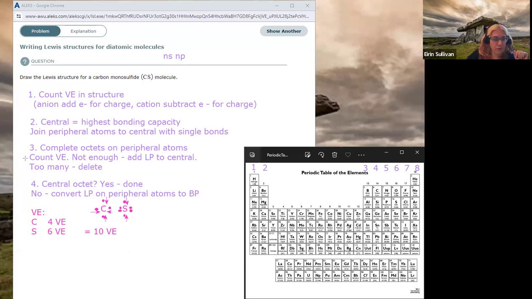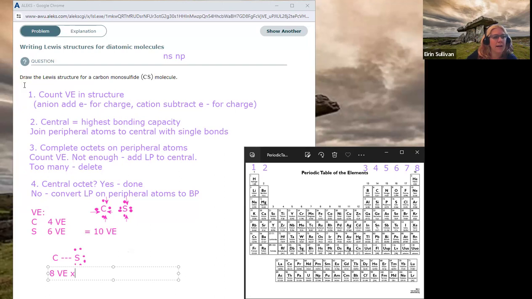So then we've decided on our central atom, so we are going to make a rudimentary structure where carbon is bonded to sulfur, like so. Carbon's the central atom, and then we are going to complete the octet of the peripheral atom, which is sulfur, and then do a quick count up to see where we're at. How many electrons do we have in our structure? We've got 2, 4, 6, which takes care of all those lone pairs around the sulfur, and then 8 for the carbon. So we've got 8 valence electrons. That's not good. We need to have 10.